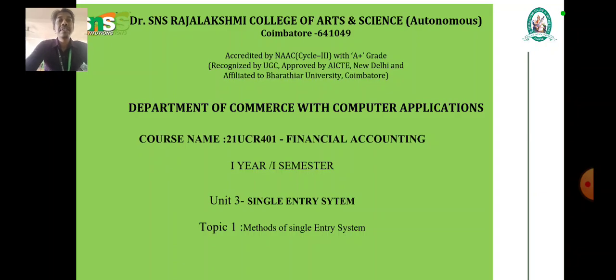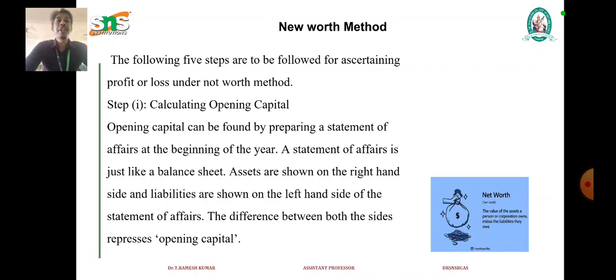Today, we see methods of single entry system. First of all, net worth method. The following 5 steps are to be followed for ascertaining profit or loss under net worth method. Step 1. Calculating opening capital.